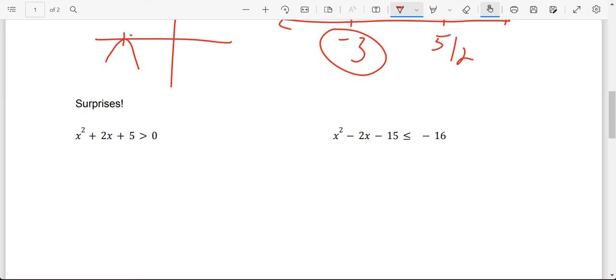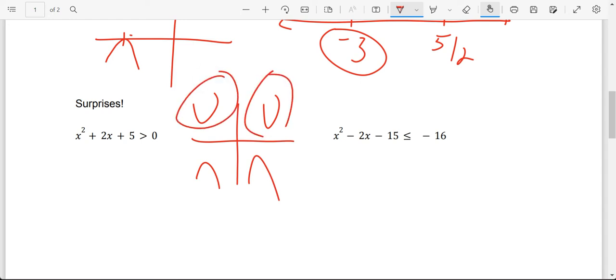Well, I know that my graph is either going to do one of two things. It's going to be facing up, somewhere over here, or it's going to be facing down here. If we don't have a zero, it's going to do one of these things. Okay. Now, why do I know it's going to be this or this? You guys remember, that's positive and that's even, right?